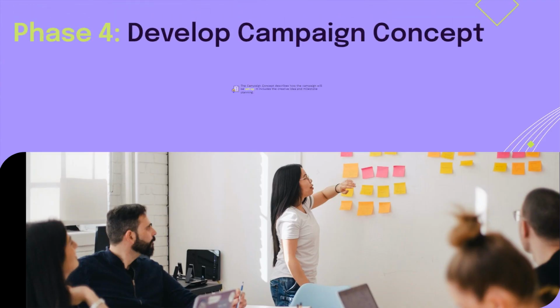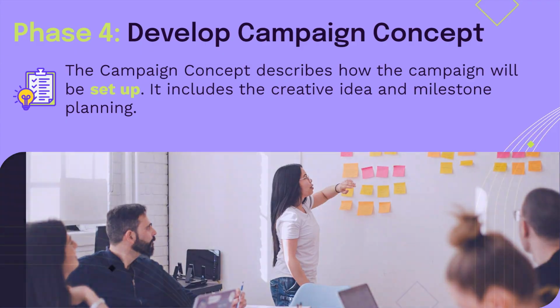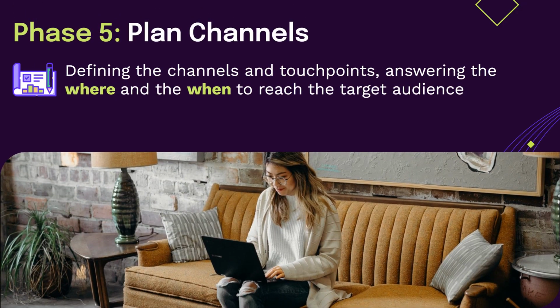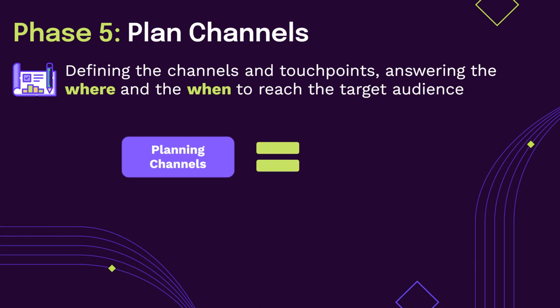The fourth phase of campaign planning is developing the campaign concept. This describes how the campaign will be set up and usually contains the creative idea, key message, reasoning, and key visuals, as well as milestone planning. Think retrograde scheduling. The fifth stage of campaign planning is planning channels where the different touchpoints are identified and the question of where, think communication channels and touchpoints, as well as when, or the frequency, to reach the target audience are determined. Planning channels can sometimes be referred to as media planning.